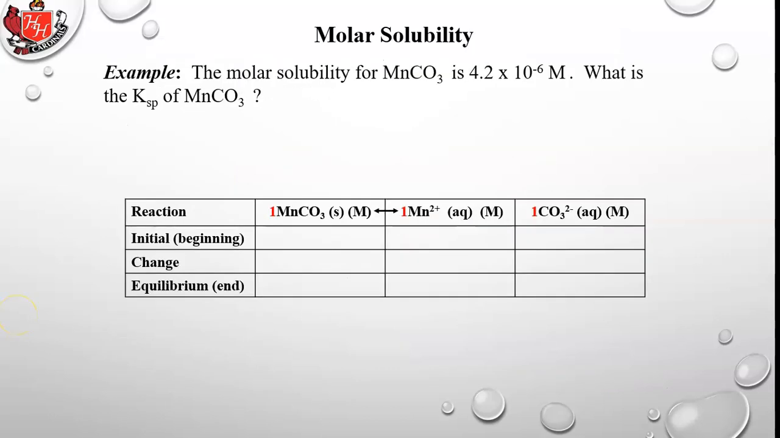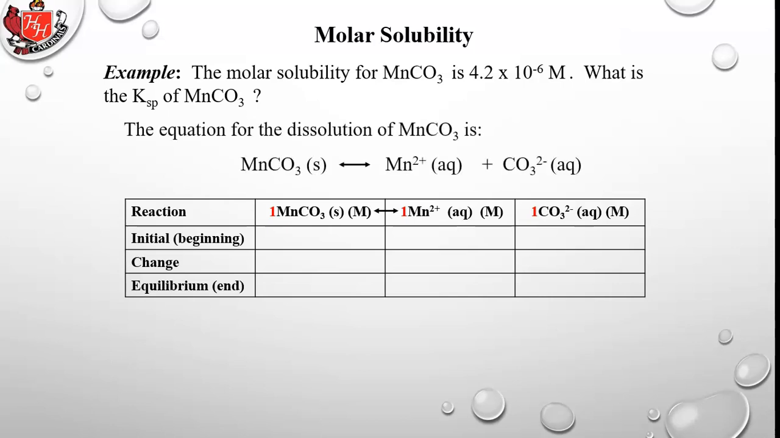Next, the molar solubility for MnCO3 is 4.2 times 10 to the negative 6. So now you're given a molar solubility. What is the Ksp of MnCO3? So there's the reaction. Convince yourself it's correct. You're going to end up with one manganese ion and one carbonate ion for the little bit that does dissolve.